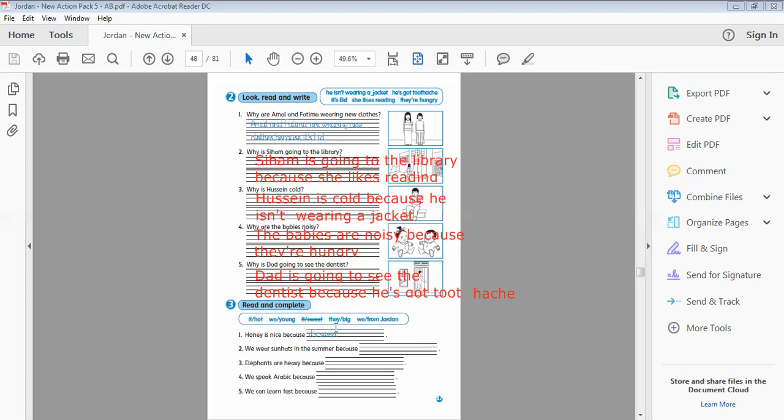Honey is nice because it's sweet. Of course, 's is considered a short form of is, okay? We wear sun hats in the summer because it's hot. So here it's hot. What did we add? We added the apostrophe s. It is hot. It's hot.